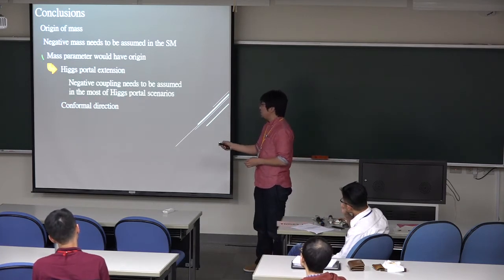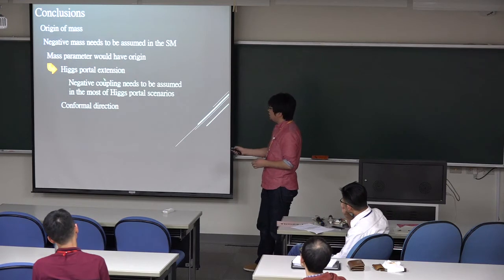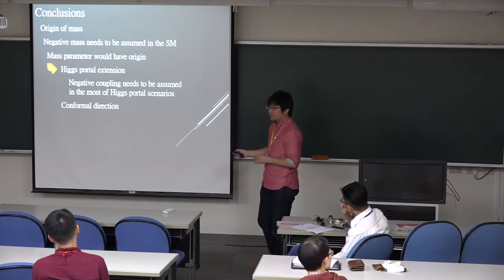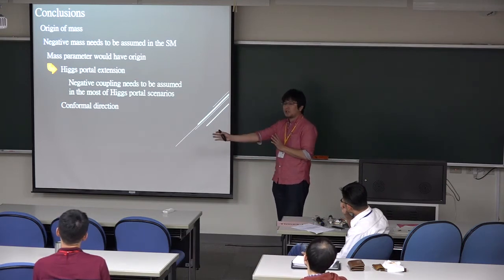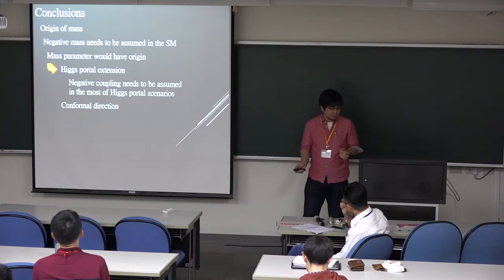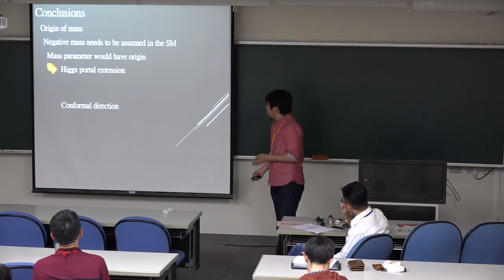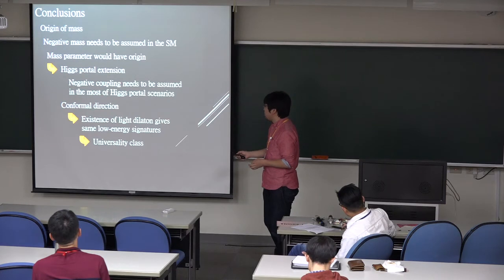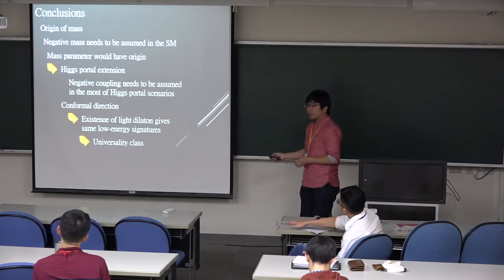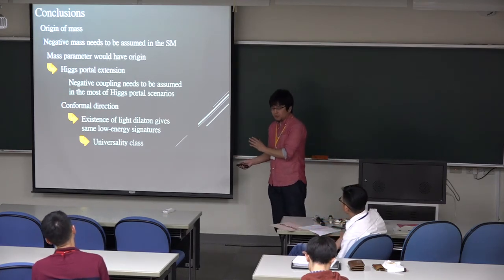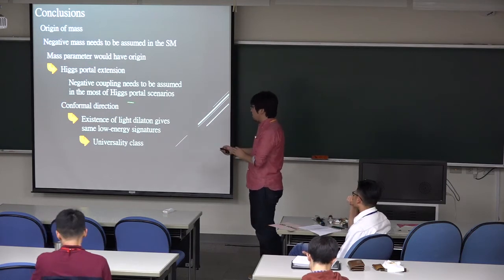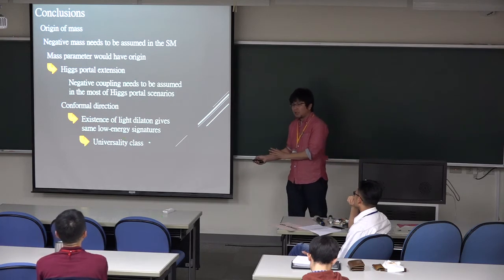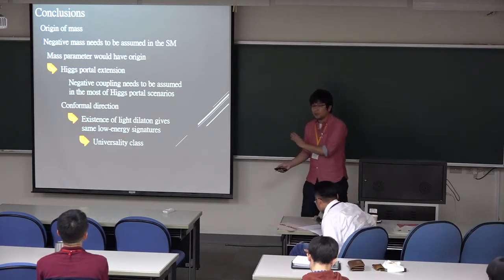Thanks to the existence of the Higgs portal, in the case of just a Higgs portal extension, we need to assume the negative coupling between the additional scalar and the Higgs boson. And since we are looking at the conformal direction, there must be a light dilaton due to the scale symmetry breaking. But this light dilaton only gives you a universal signature, so this is nothing but some kind of universality class.